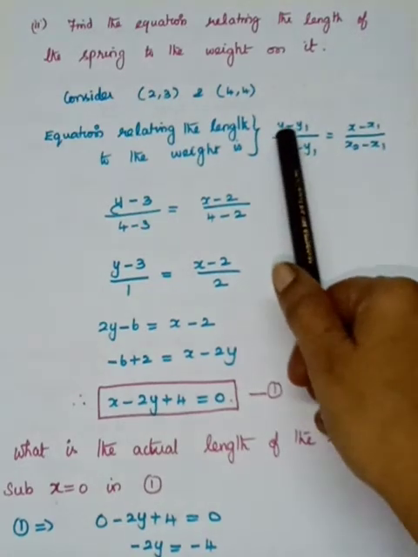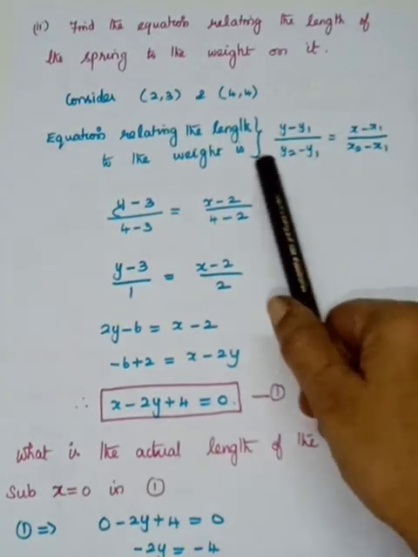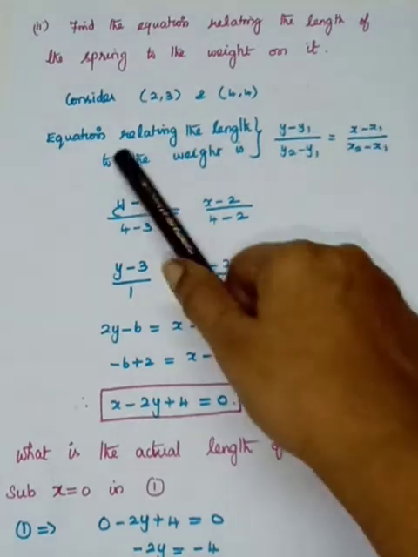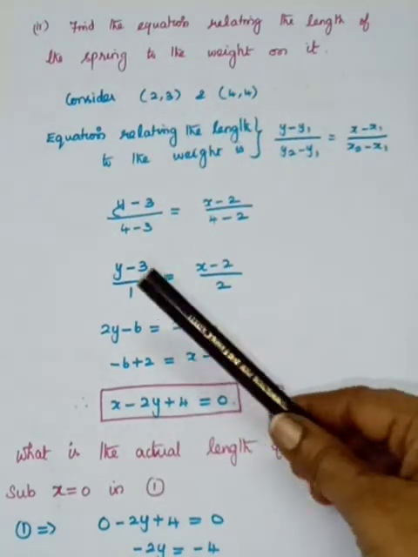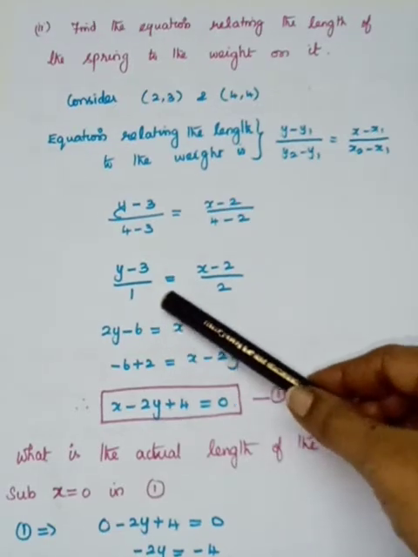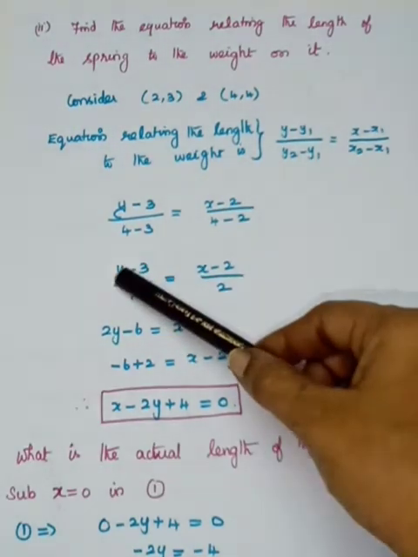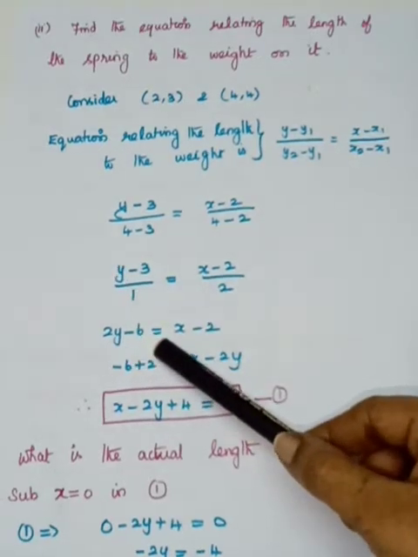Okay, so y minus y1 is what? It is 3 divided by y2 minus y1, 4 minus 3, is equal to x minus x1 is 2. x2 is 4, so 4 minus 2. If you simplify, (y minus 3) by 1 is equal to (x minus 2) by 2. If you cross multiply, 2 into y, 2y, minus 3 into 2 is minus 6, is equal to x minus 2.